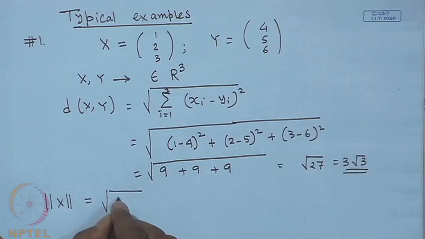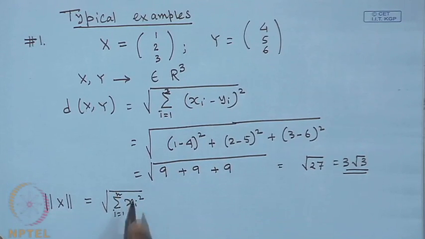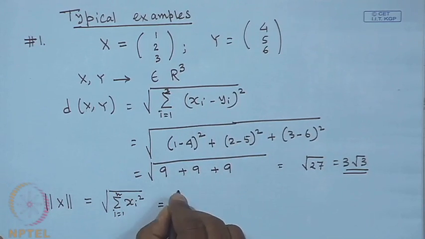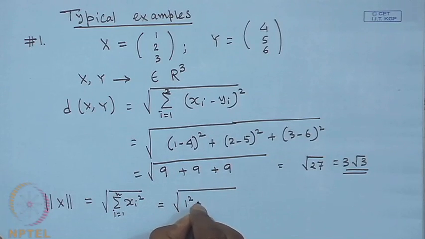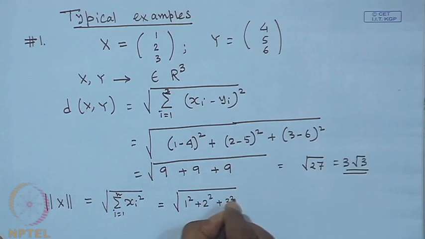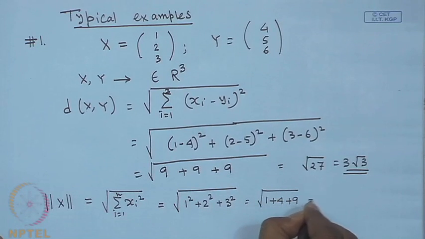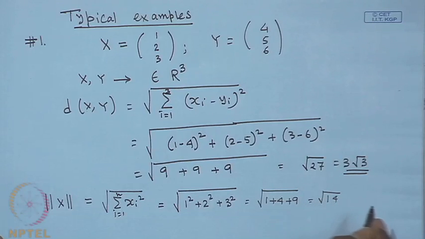If you look into the definition of norm, this is the general definition of a norm of an n-dimensional vector x. It is the square root of the summation of x_i square, where the index i runs from 1 to n. In this particular example, it is a 3-dimensional space, so it will be the square root of 1 square plus 2 square plus 3 square. So, it will be 1 plus 4 plus 9, so it will be root over 14 units.